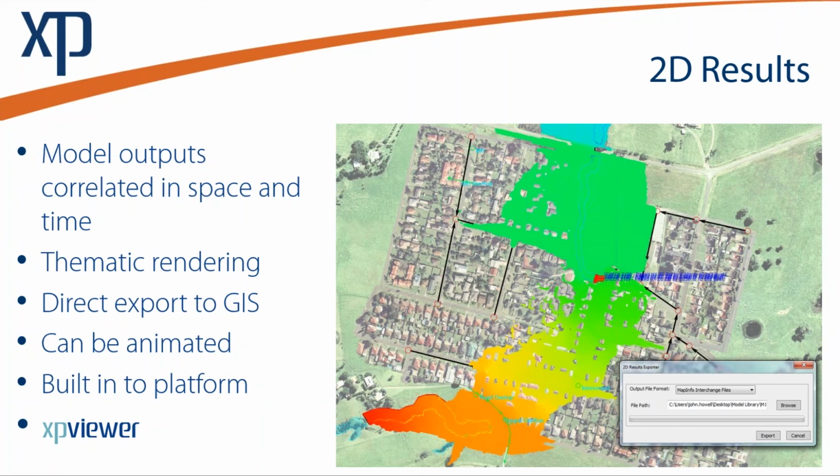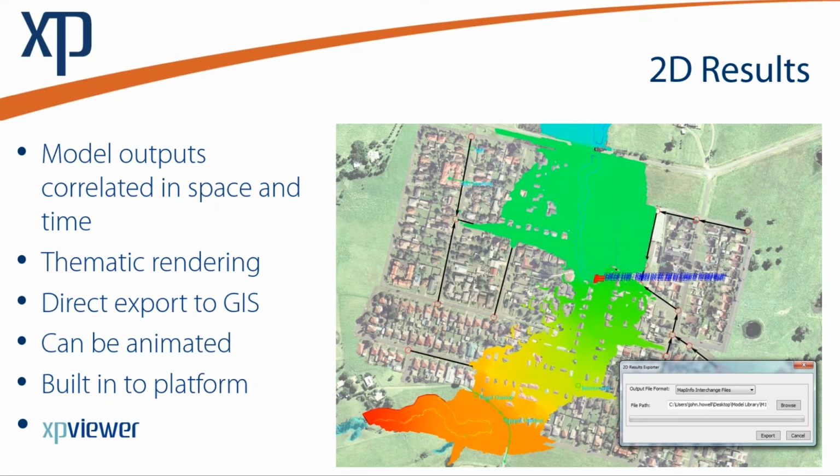All of our model outputs, our velocities, our depths, all of these are correlated in space and time. So as you work through a model in XP Swim, we have a little slider bar at the bottom. Once you've solved a model, you can use the slider bar to go to any point in time during that solution run, right? And we can look and thematically map any of the information that's an output of the model, whether it's, like I said, velocity vectors, depth, flow, what have you.